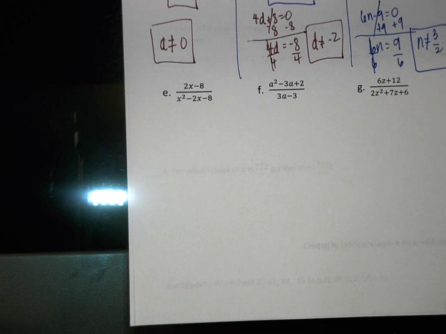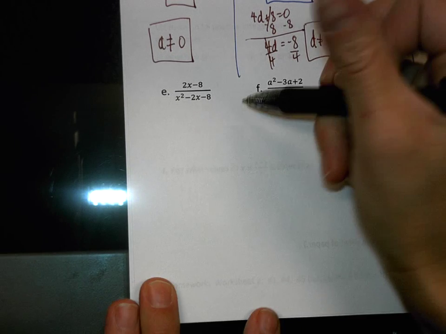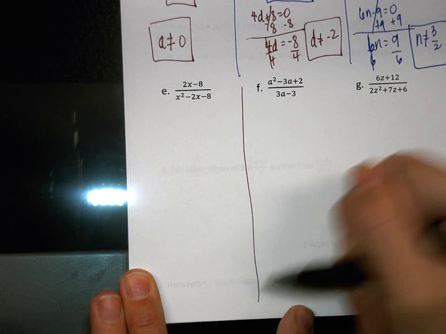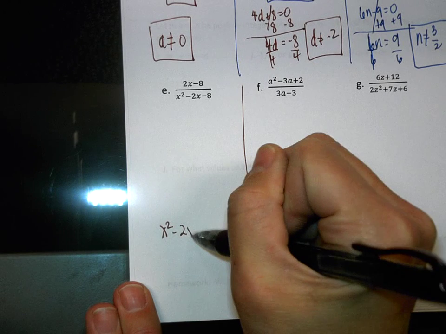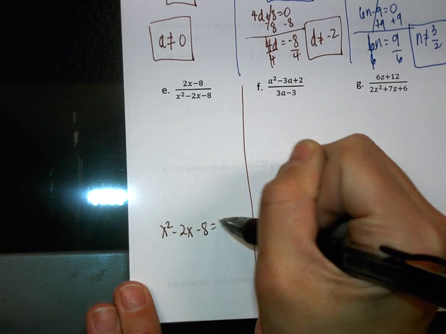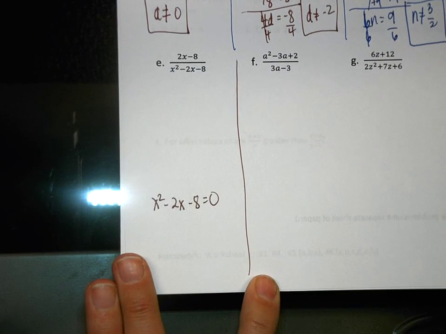All right, moving on to E. So again, we need to focus on our denominator first. And so my denominator, if I take x squared minus 2x minus 8 equals 0, what would I do to that problem?